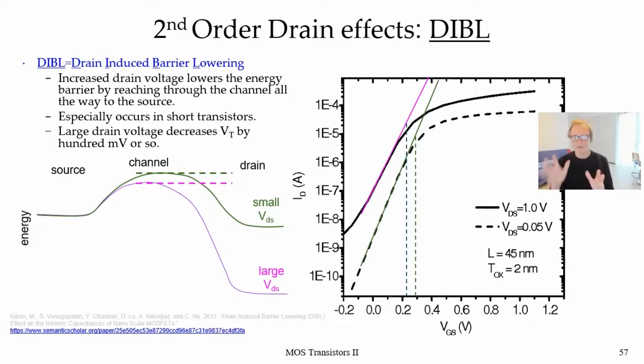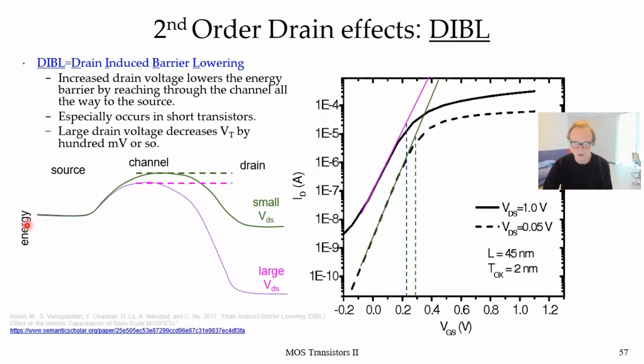Okay, I want to tell you about one more effect, or two more effects actually, DIBL and impact ionization. So there's a second order drain effect called DIBL, which stands for drain-induced barrier lowering. It comes about because an increased drain voltage lowers the energy barrier by reaching through the channel all the way to the source. It especially occurs in short transistors, and the effect is that a large drain voltage decreases the threshold voltage by 100 millivolts or so.